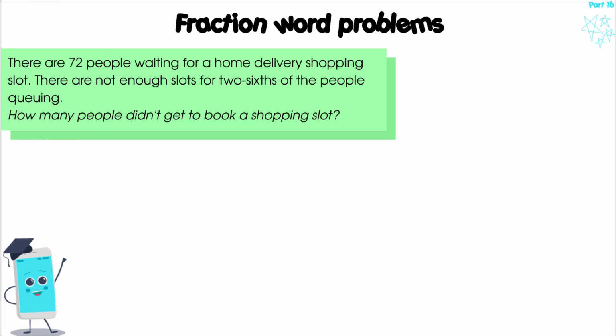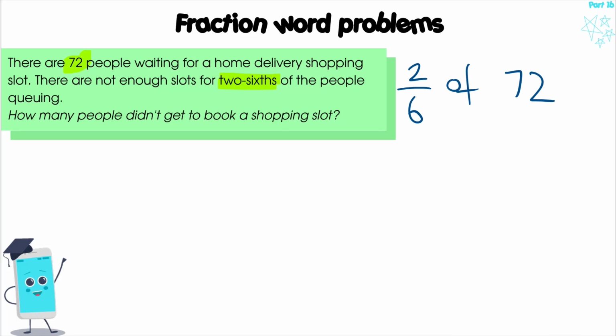There are 72 people waiting for a home delivery shopping slot. There are not enough slots for 2/6 of the people queuing. So how many people didn't get to book a shopping slot? So 2/6 of the 72 people did not get a shopping slot.